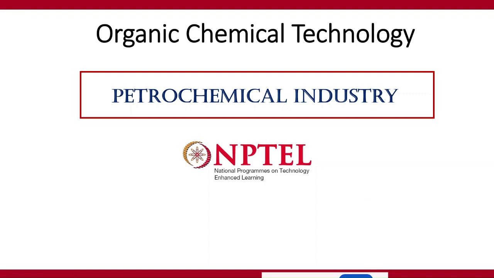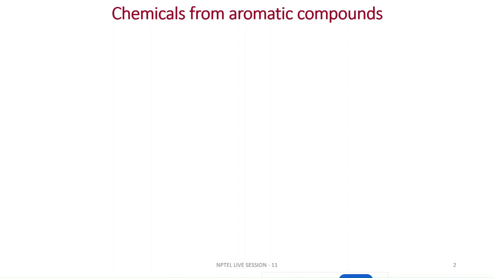Everyone. Today we will be covering the last part of the petrochemical industry, which is aromatic chemical compounds that we'll be discussing in this class, and try to cover all of the major aromatic compounds that we can cover in this syllabus. So let us start with the petrochemical industry. So what are the chemicals that we can expect to be derived from the aromatic compounds?